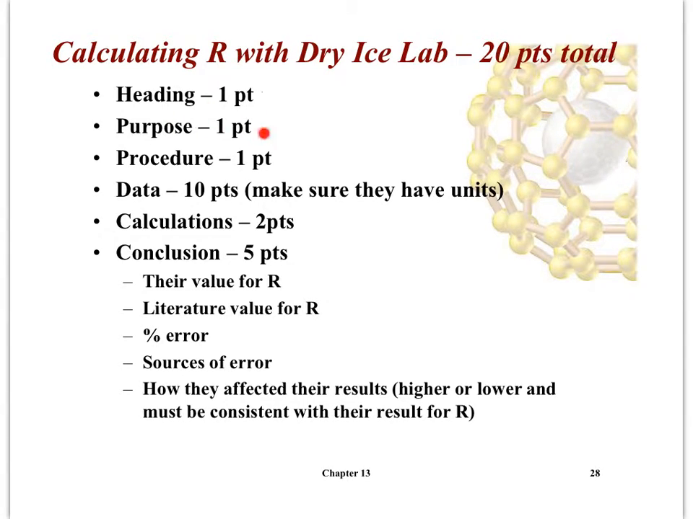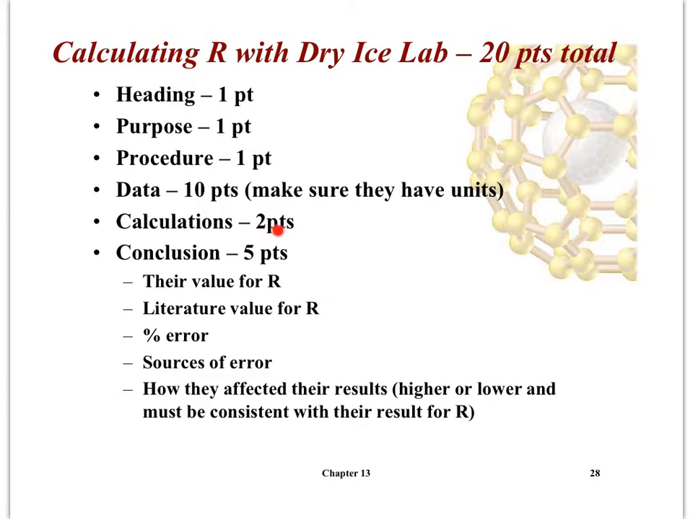The purpose is also 1 point, so it was to calculate the ideal gas law constant, or R, using dry ice. Procedure, all they have to write is C handout, that's 1 point. The data is 10 points. It should match what it says in the lab handout there. There were 10 things that they needed, so make sure that they have units.